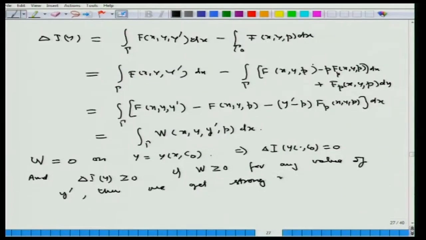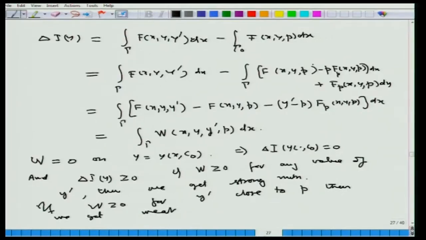strong minimum, because here since y does not depend on y prime, so we have zero order proximity. And if delta I(y) will, if w is greater than 0 for y prime close to p, then we get weak minimum.